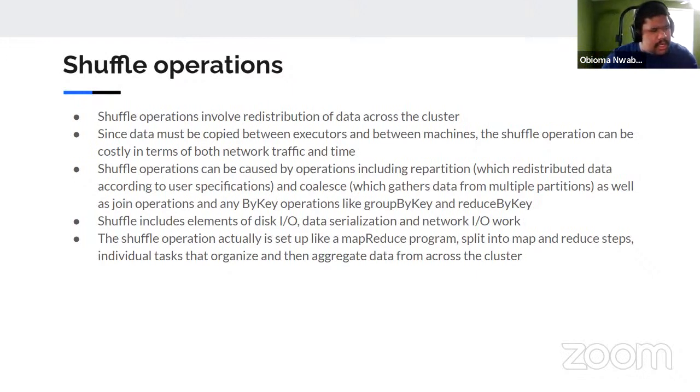And if you look more deeply into it, the shuffle operation is set up like a MapReduce program. I don't think I have this tab open at the moment, but the lineage sort of goes MapReduce, Hadoop, Spark. And inside of the Spark internals, there is a shuffle map task and a shuffle reduce task. You can get both of those, and that's how shuffle operations are performed. They just take and organize your data and then aggregate it from across the cluster.